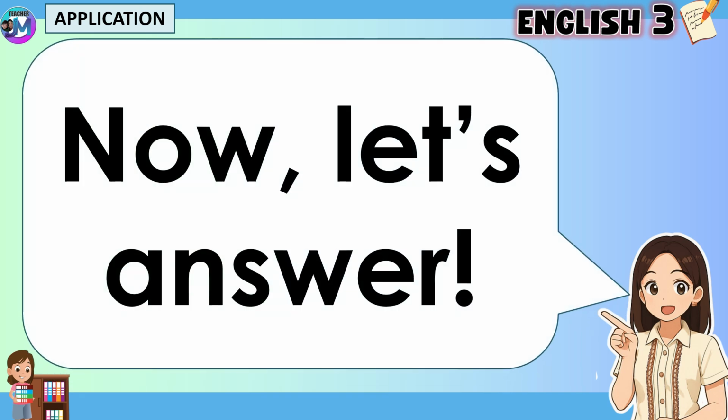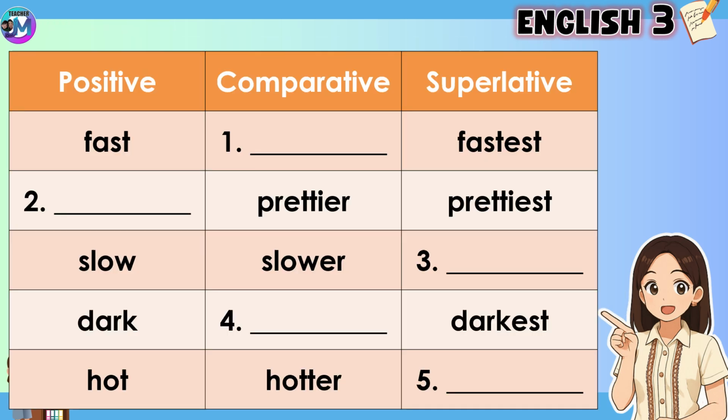Now, let's answer. Here is our chart. We have the positive, comparative, and superlative. Let's answer number 1. In positive degree, we have fast. So the comparative degree of fast is faster, very good. And the superlative degree is fastest.